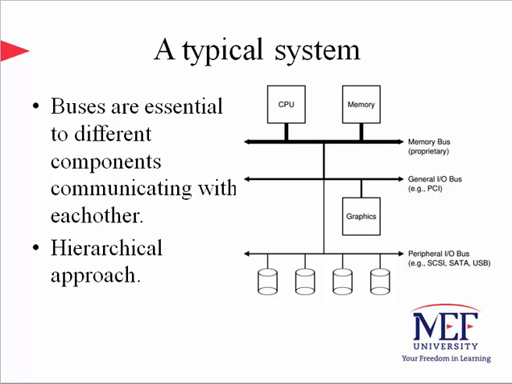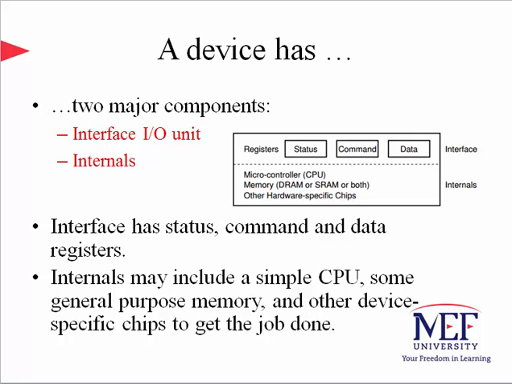As can be seen from the picture, we have a hierarchical structure. So why do we need a hierarchical structure like this? Simply put, physics and cost. For example, engineering a bus for high performance is quite costly, and slow devices stay away from the CPU in this hierarchy. A device has two major components, the interface I/O unit and internals.